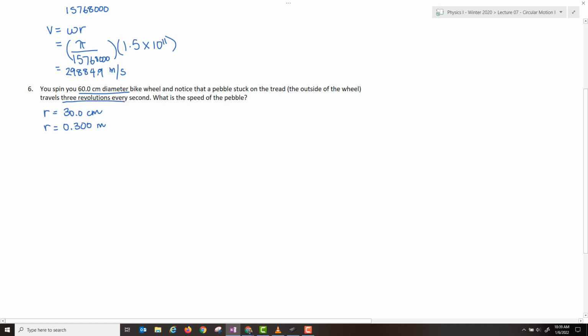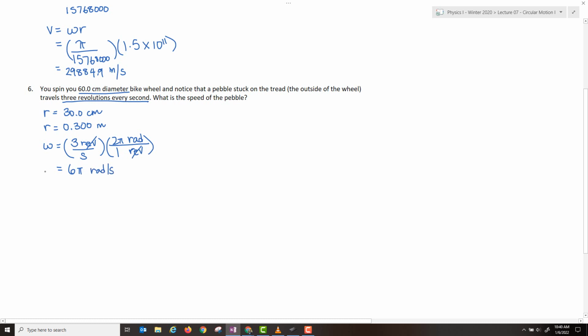Okay, so this can help us figure out what the omega is. My omega is 3 revolutions per second. The units are just not correct. I need to change revolutions to radians. So revolutions, I'm going to put in the denominator. Instead, I want radians. 1 revolution is 2 pi radians. So my omega is 3 times 2 pi, which is 6 pi. Revolutions cancel, and I get radians per second.